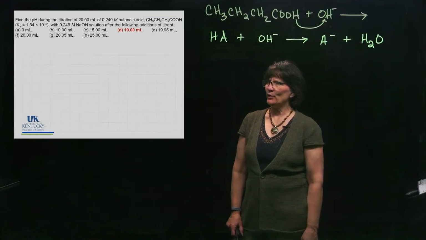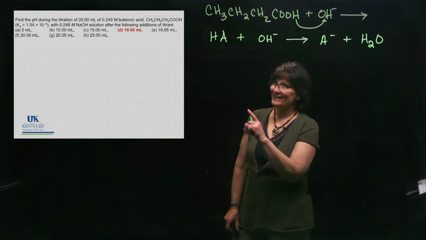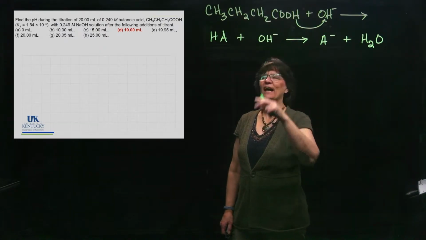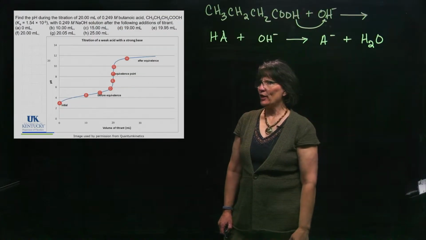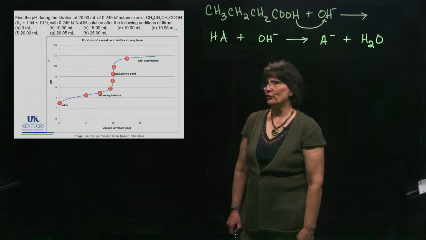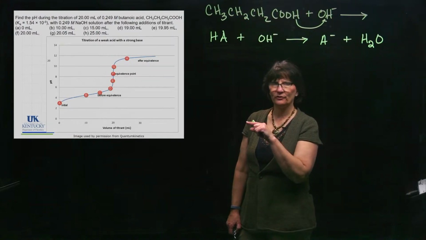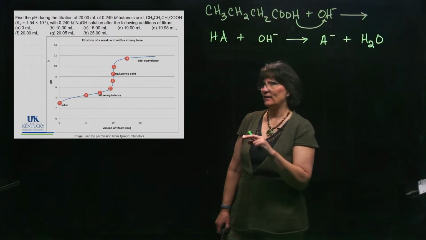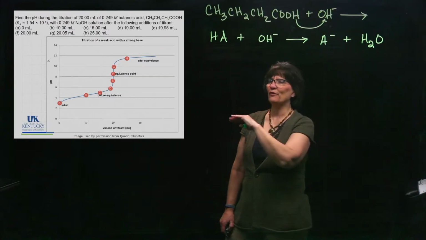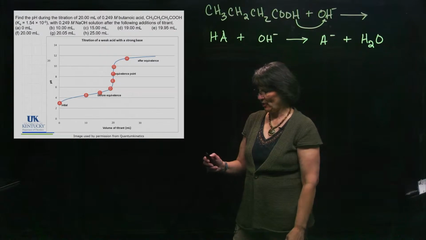In part D, we're up to 19 milliliters of the added hydroxide. If we look at our graph at point D, we're getting close to the upstart. We haven't hit the full up. We've gone past the whole buffer zone and we're ready to do this problem here.